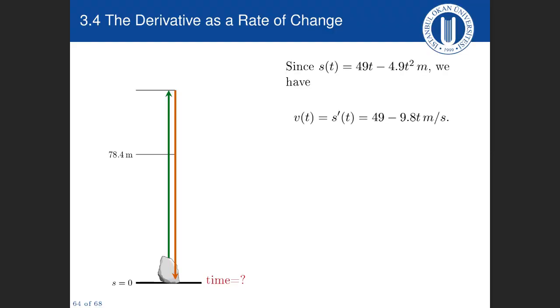Okay, so what are we told? We're told that its position, s of t, is 49t minus 4.9t squared meters. We can get its velocity by differentiating this. The velocity is the derivative of position, so 49 minus 9.8t meters per second.